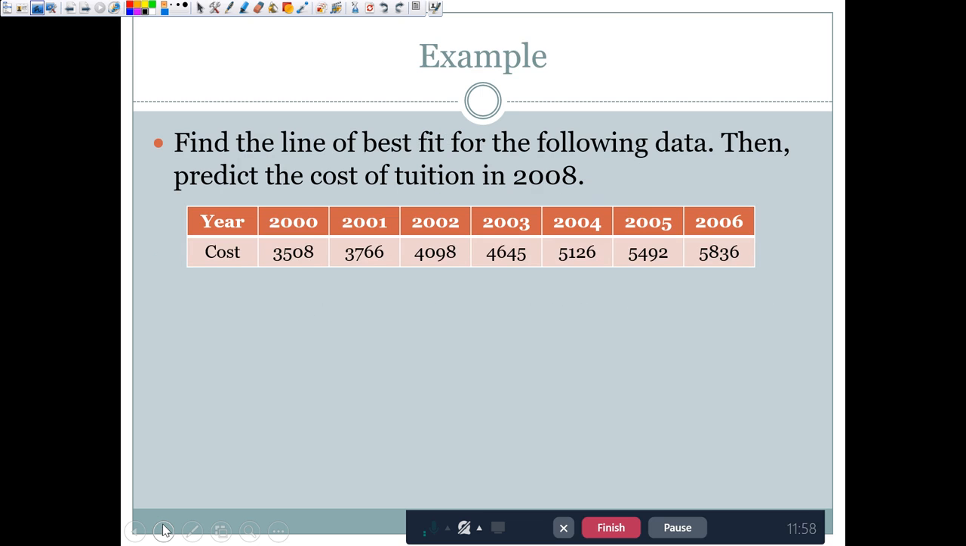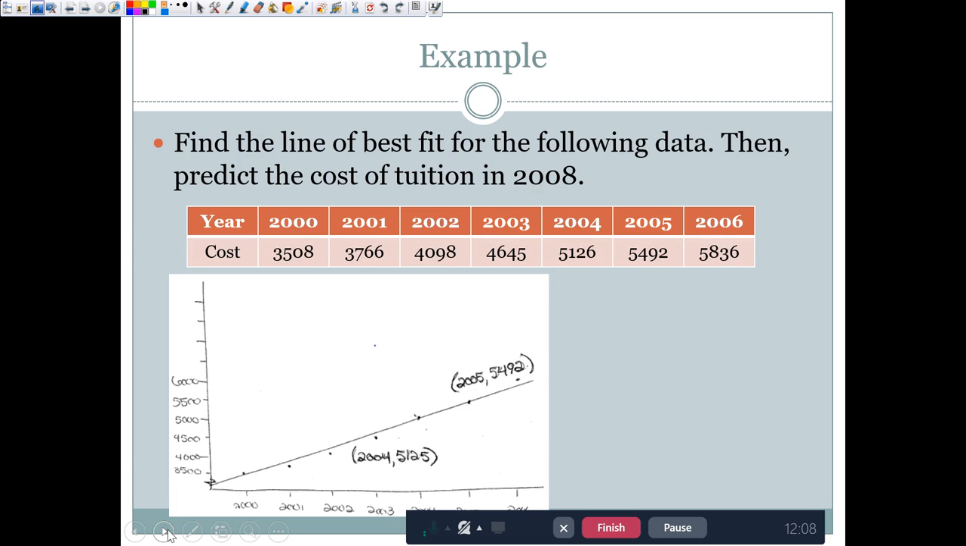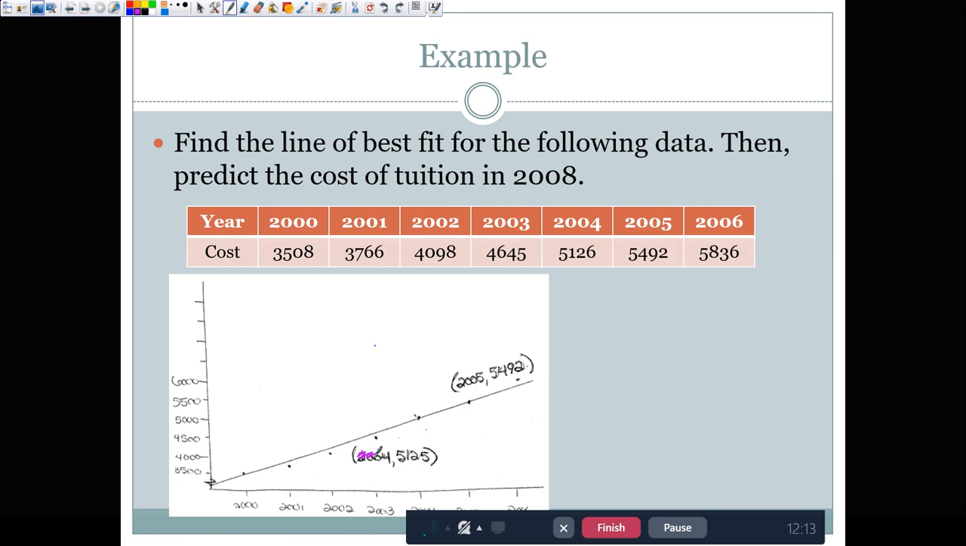Okay, so here it says find the line of best fit for the following data, then predict the cost of tuition in 2008. So I already drew this data. My only thing is here, I should change this to 4 and 5 because I'm going to start here with my points at 0, 1, 2, 3, 4, 5, 6.